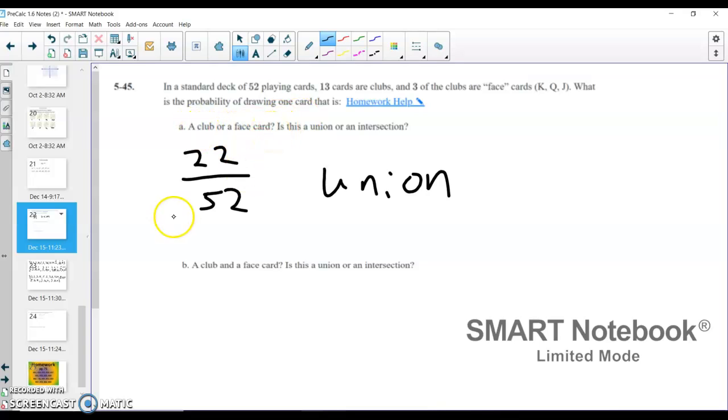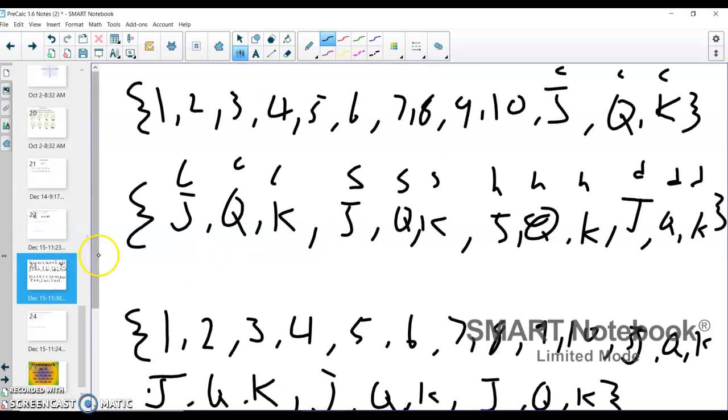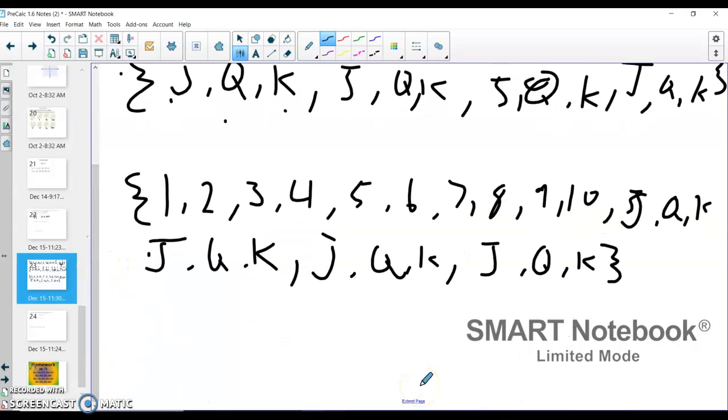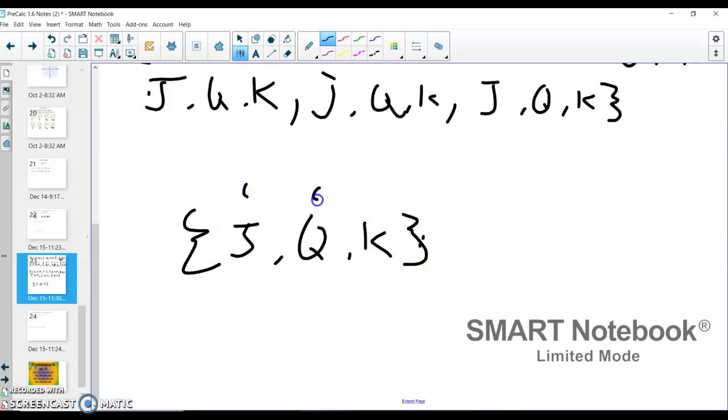If I'm looking for just a club and a face card, that means it needs to meet both. I need to pull a card that is not only a club, but it's a club face card. So I'm looking for the intersection of these two right here. And the intersection is just the cards that are repeated in both the first set and the second set. And the cards that are like that are the jack of clubs, the queen of clubs, and the king of clubs because they appear in both sets here. And so my intersection set is just 3 cards. It is the set of Jack, Queen, and King of clubs.